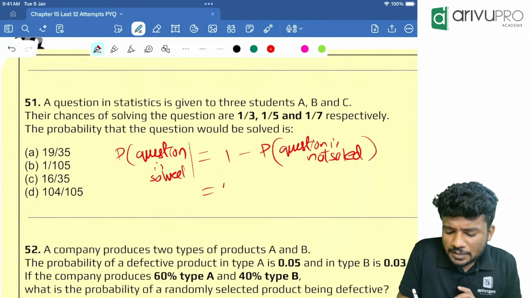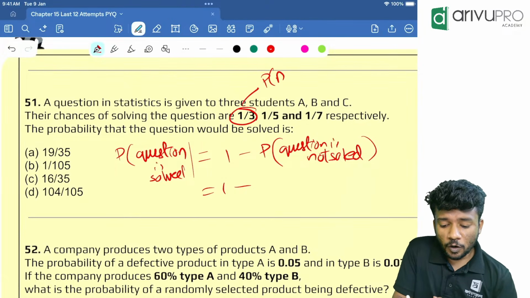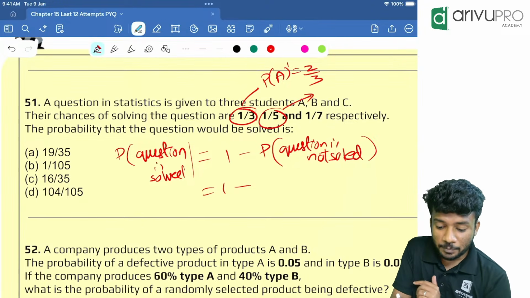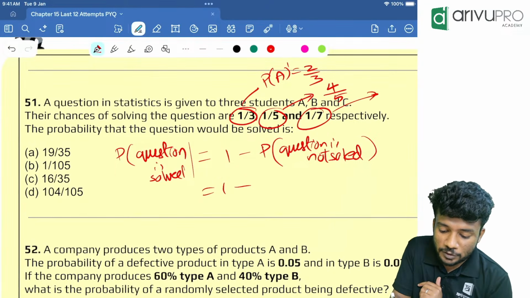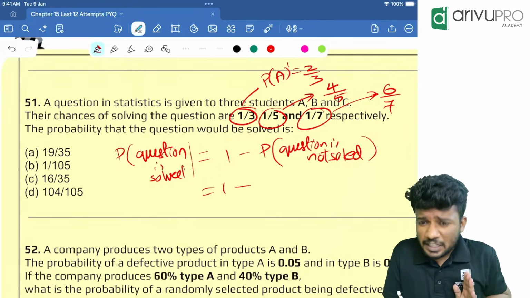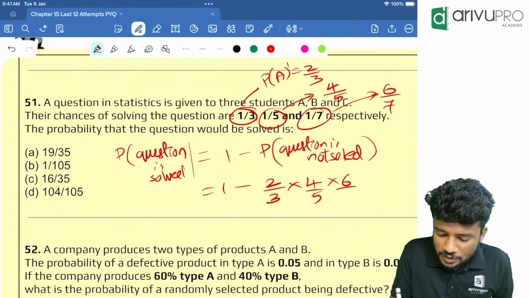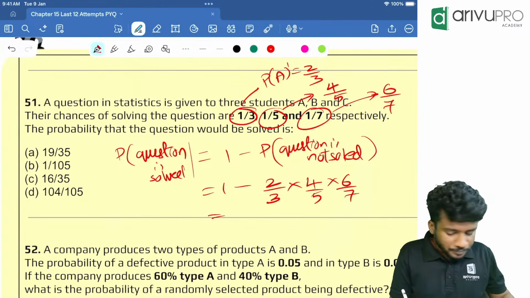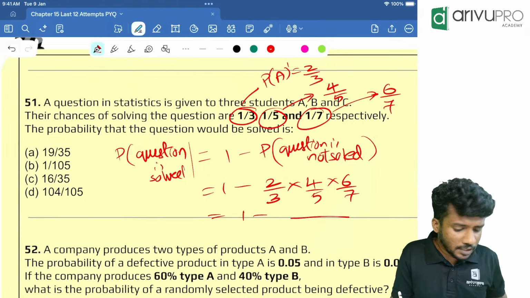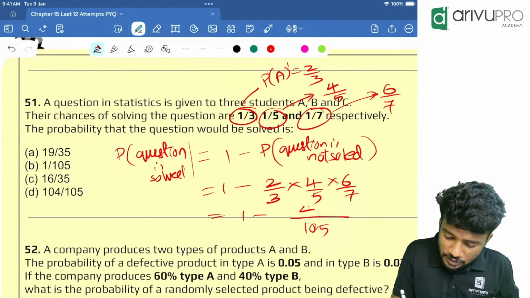Not solved. That means 1 minus P of first person solving is how much now? 1 by 3. That means P of him not solving is 1 minus 1 by 3, that is 2 by 3. Second person not solving is 1 minus 1 by 5, that is 4 by 5. Third person not solving is 6 by 7. All of these are independent events. So first one is 2 by 3 into 4 by 5 into 6 by 7. Now get me the answer, people. The denominator is 3 into 5 into 7, which is 105. The numerator is 2 into 4 into 6, which is 48.